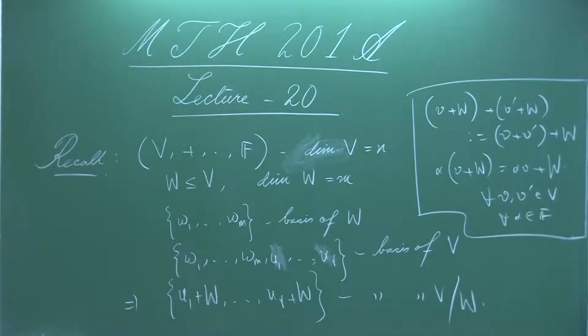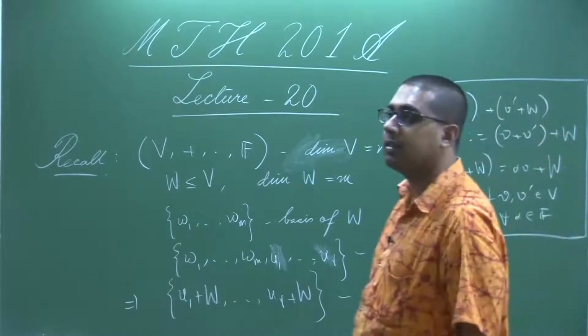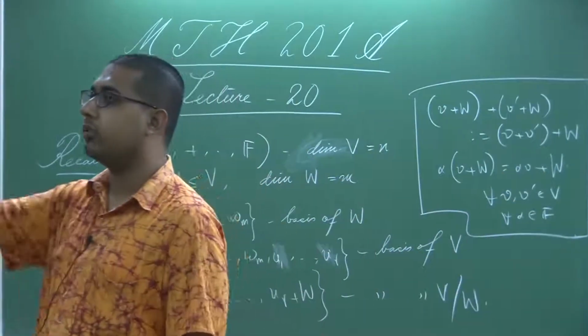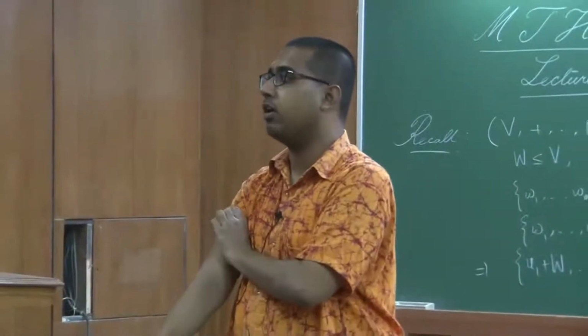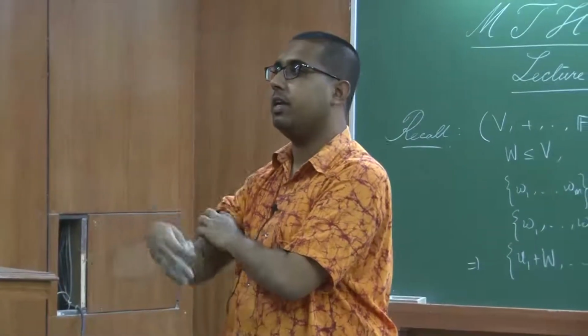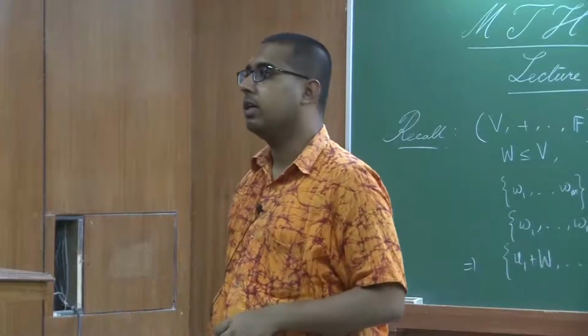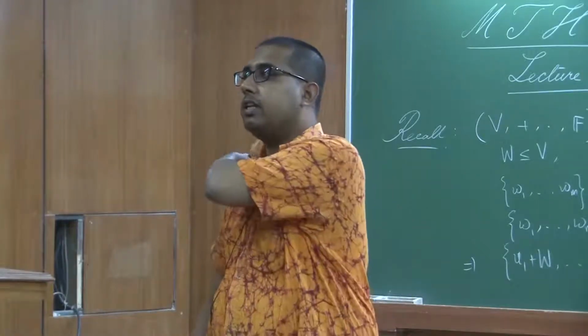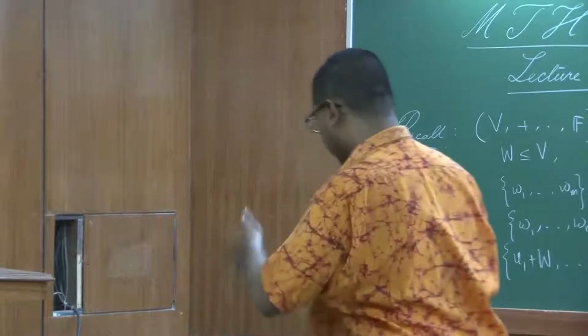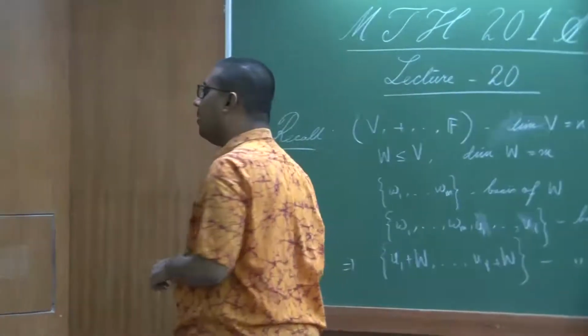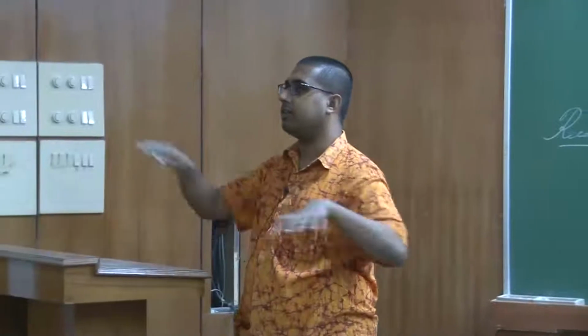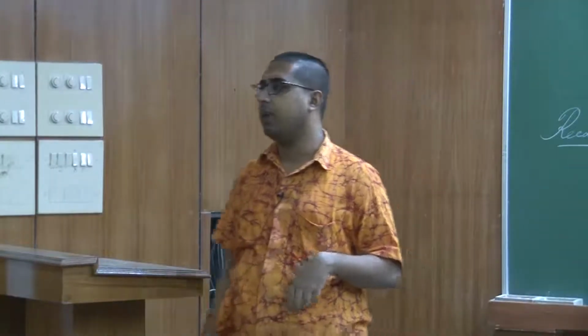Now, I am going to talk about another important role of this quotient space. Recall that, as I have already said, the quotient space can be regarded geometrically as the space of all translates of W, or somewhat more vivid, in R3, V equal to R3, we start with a plane. So, then V mod W will be the collection of all parallel planes.